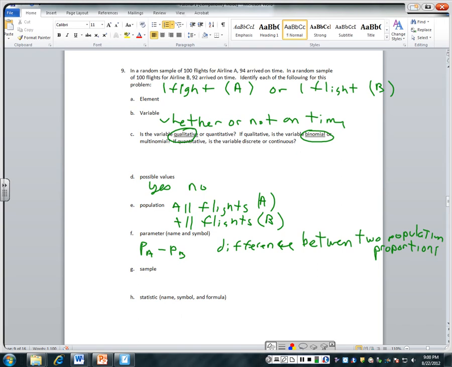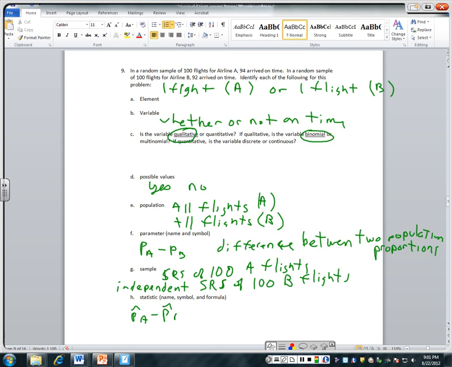The sample, or really in this case samples, are an SRS of 100, I'm just going to call it A flights, and an independent simple random sample of 100 B flights. So the statistic is P hat A minus P hat B, which is the difference between the two sample proportions.